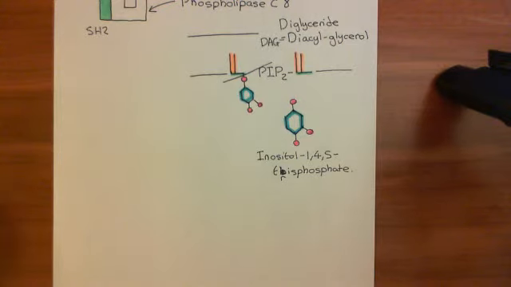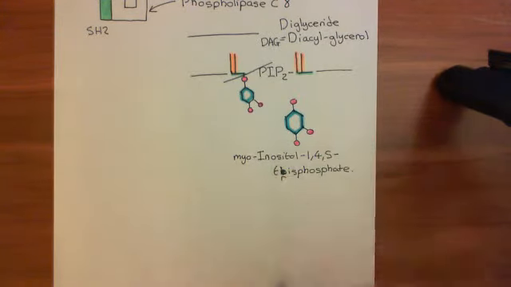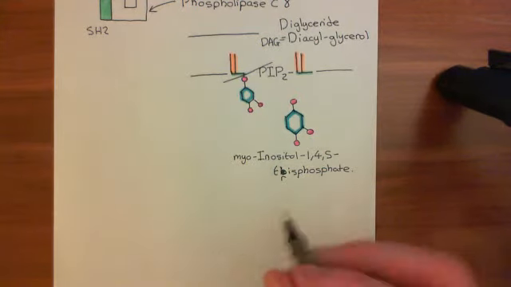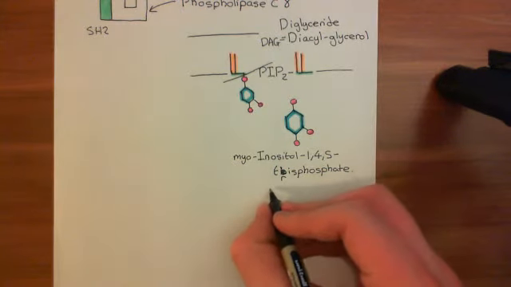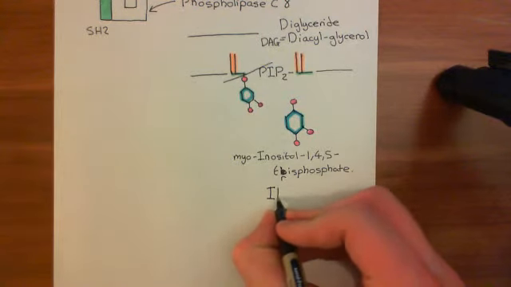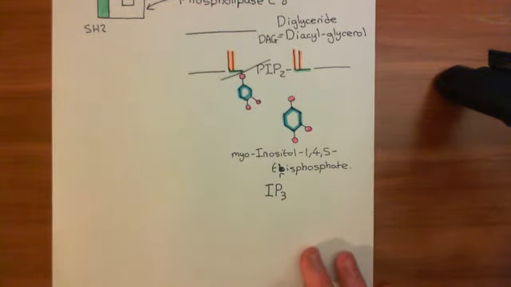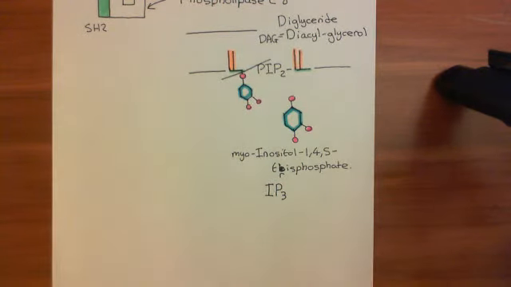It just refers to the optical isomerism of the inositol ring, and myoinositol is the normal optical isomer of inositol that is used in cells. Okay, and inositol 1,4,5 trisphosphate molecules are usually just abbreviated to IP3. The I is for inositol, the P for phosphate, and then because we've got 3 of them, it's IP3.